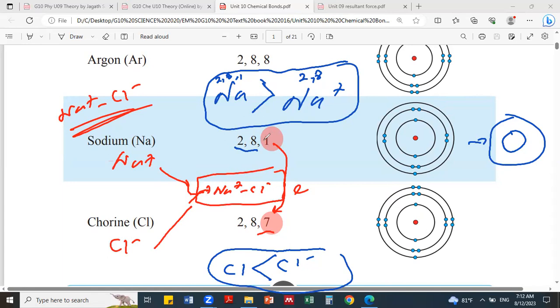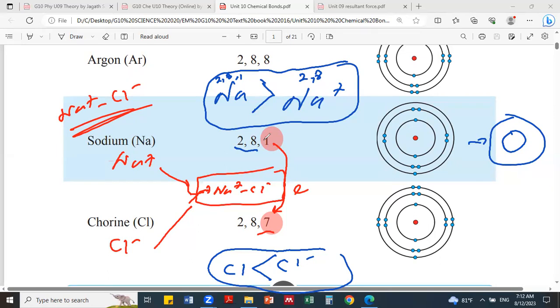So actually, the electronic configuration changes, and the size of the ions will change. So oppositely charged ions like Na plus and Cl minus. Oppositely charged ion means one is positive, the other one is negative. They are attracted to each other. That attraction is called chemical bond.